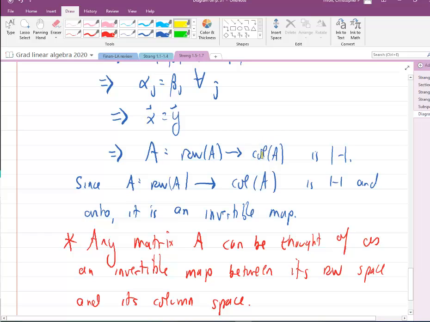A could be a non-square matrix. It could be highly non-invertible. It could map a 1,000 dimensional space down to a 5-dimensional space. That's certainly not invertible, but it does create what we call a one-to-one correspondence, or isomorphism, between the row space of A and its column space. So that's really quite something, if you think about it. That gives a lot of insight into what matrices do. You can just think of it as kind of a squishing or a distortion of row space into a column space.